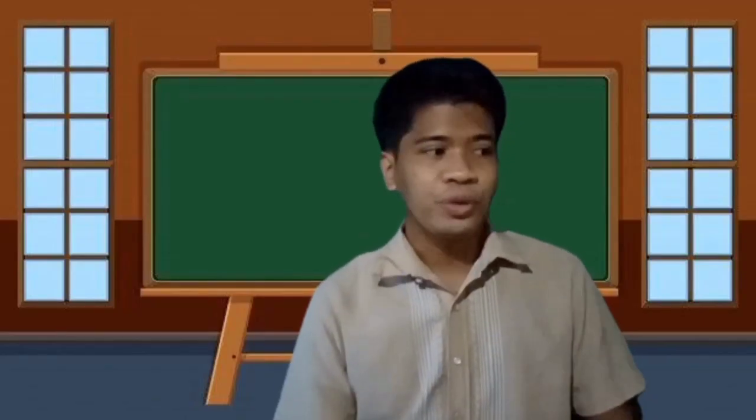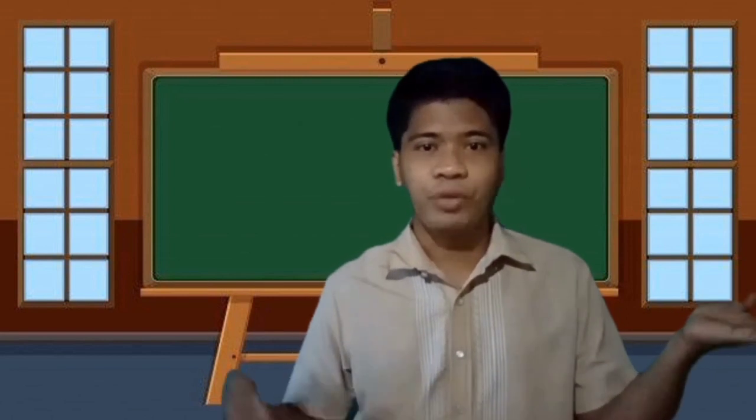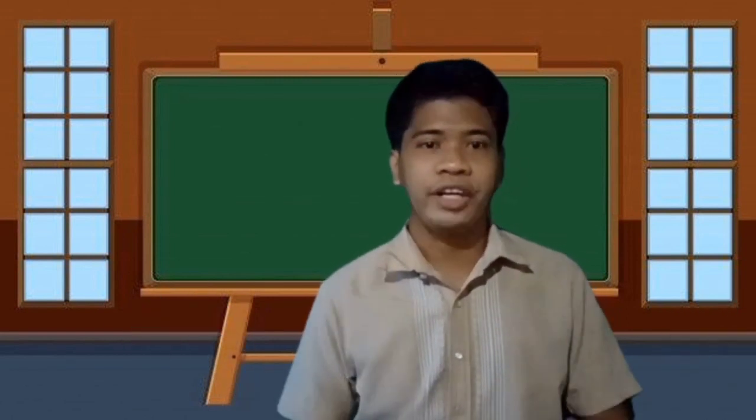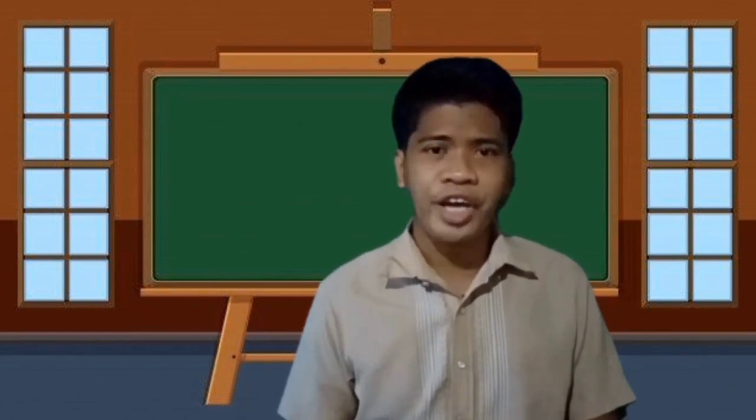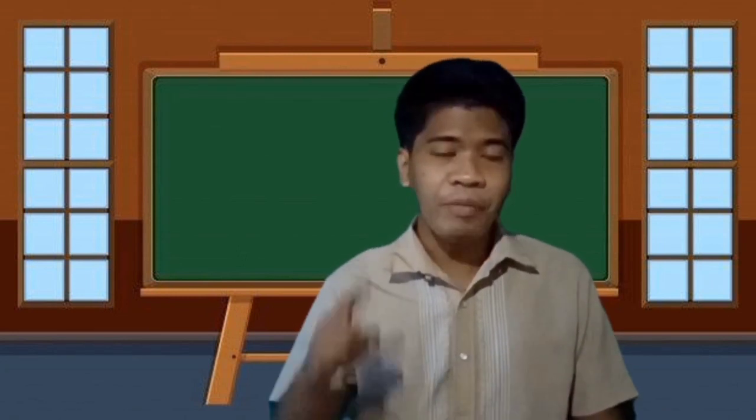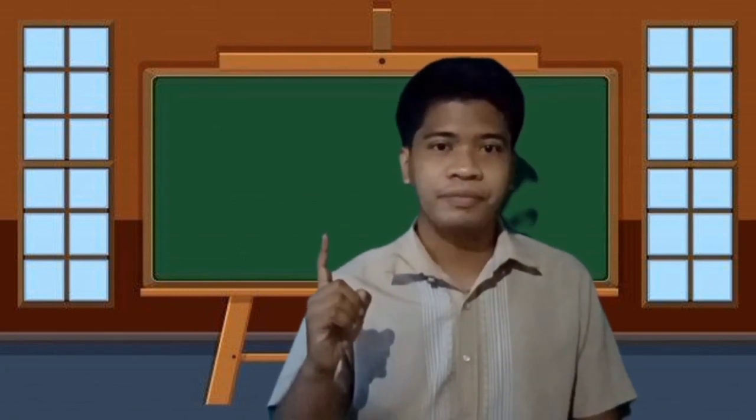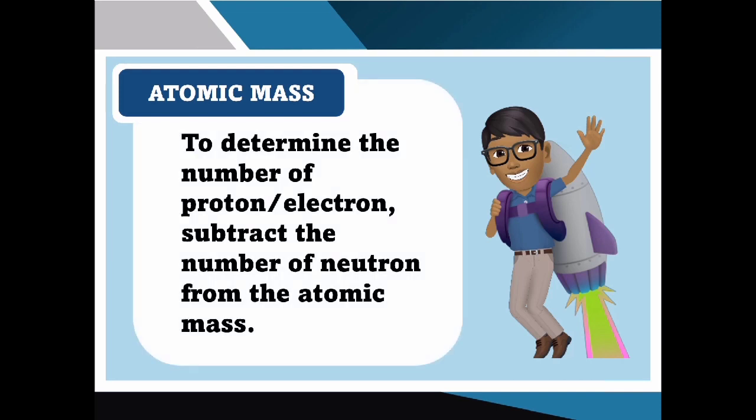Now that we know that the electron and proton of a given atom are the same, how can we find both given the atomic mass of an atom? To determine the number of protons or electrons of an atom, subtract the number of neutrons from its atomic mass.